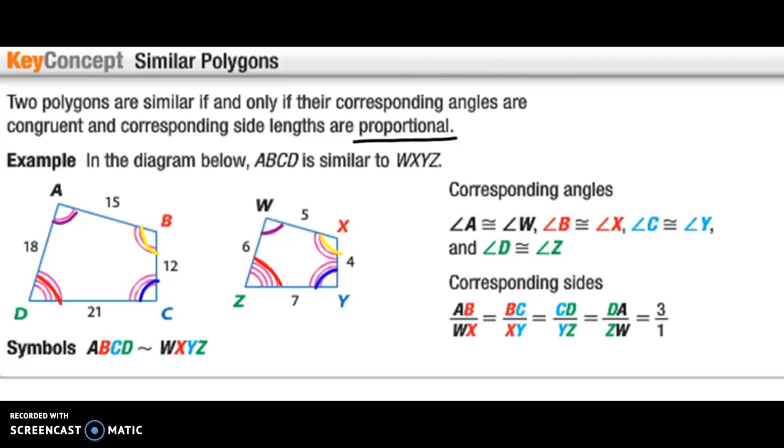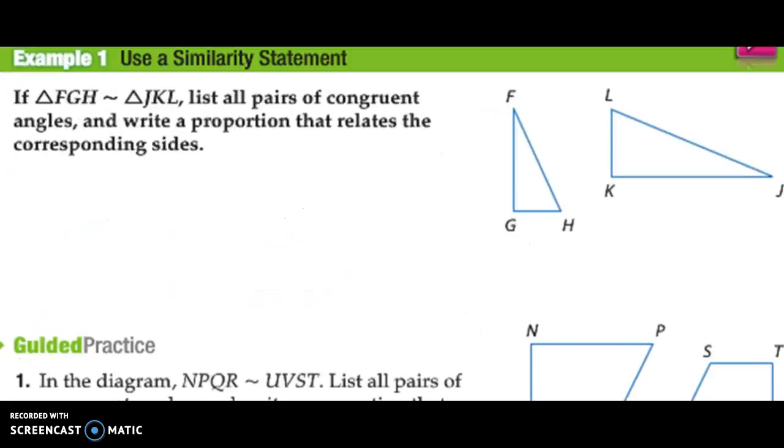Now what we can do is say, if AB is 15 and WX is 5, 15 divided by 5 is 3 over 1, or 3. The same happens with BC over XY: 12 divided by 4 is 3. Then 7 and 21: 21 divided by 7 is 3. And finally, 18 divided by 6 is also 3. So they are proportional, and these are considered similar polygons.